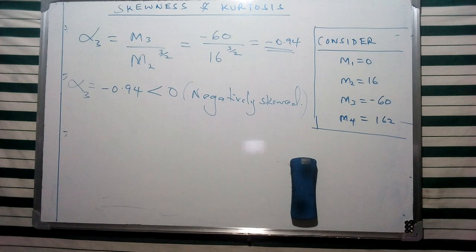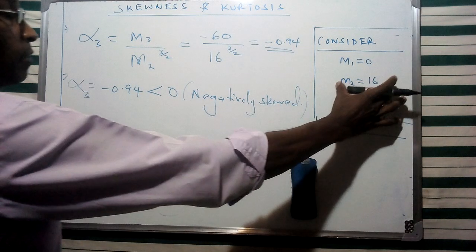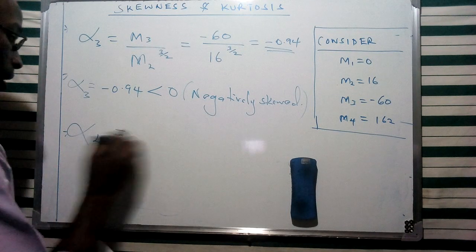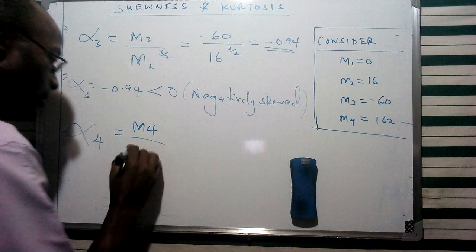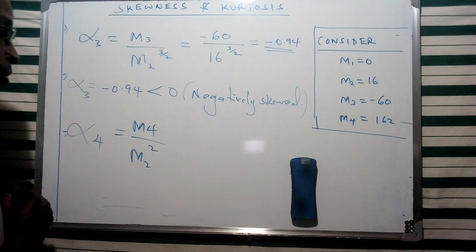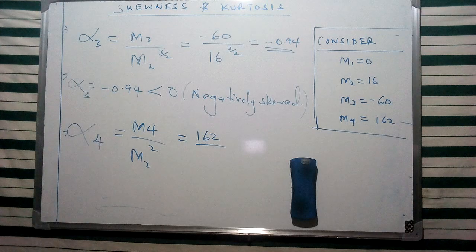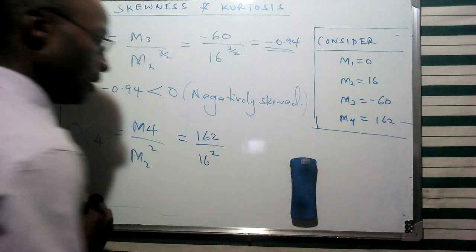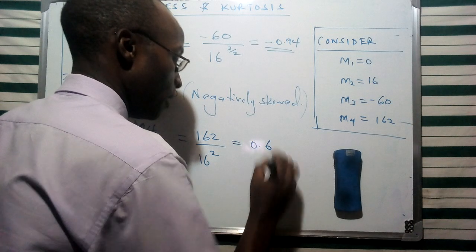Now, suppose we are also requested to find the kurtosis. We are also going to use this specific set of data for the given values of the moments. This is given in terms of the fourth moment about the mean divided by the square of the second moment about the mean. So this is the fourth moment, which is 162, divided by the square of the second moment, which is 16 squared.